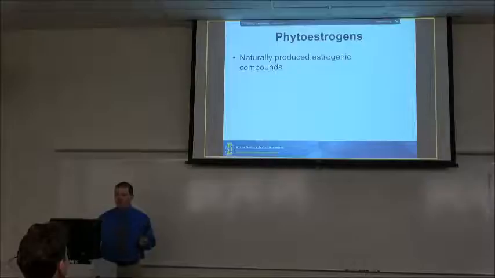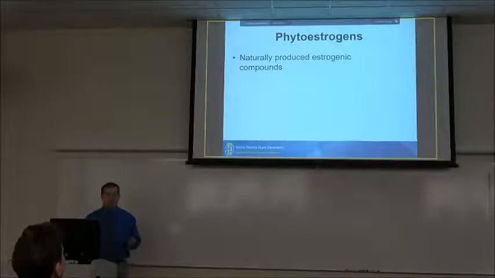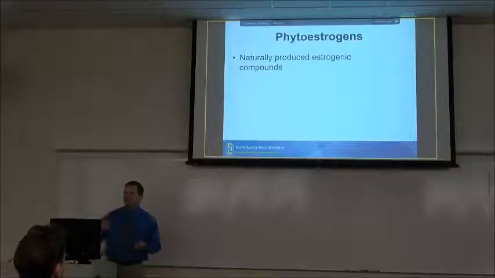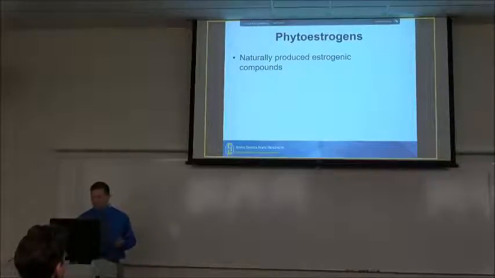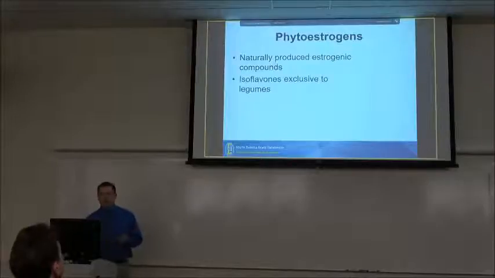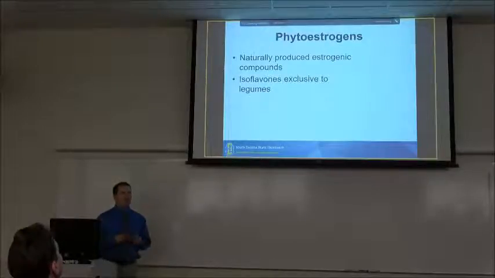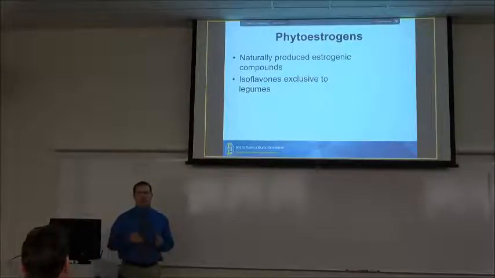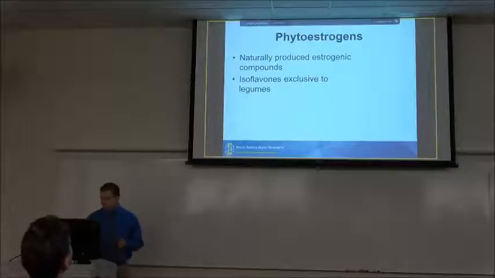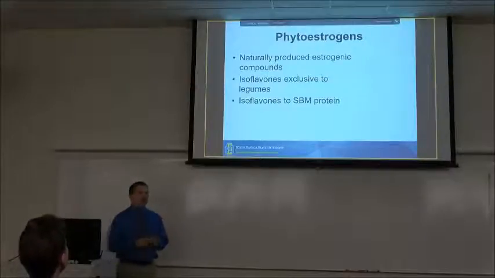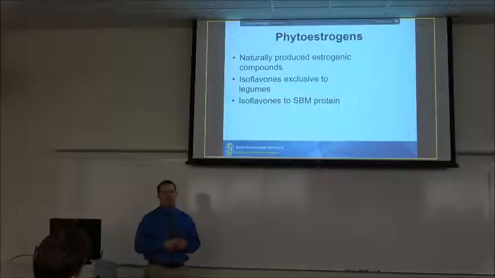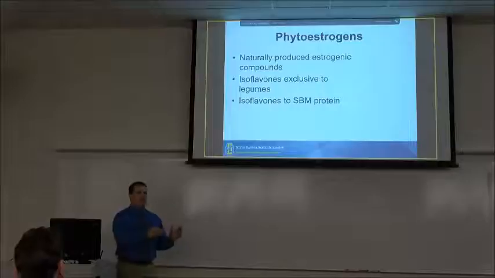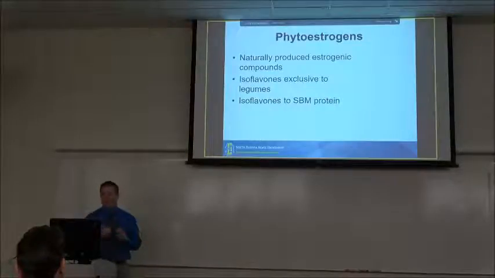A little background on phytoestrogens. These are naturally produced estrogenic compounds found in plants that can induce various types of estrogenic responses in different vertebrates. There are currently over 100 molecules, and they can be classified based on their chemical structure. The main class we want to look at is isoflavones, because these are found primarily in legumes. During the processing of raw soybean into soybean meal, most of those isoflavones are transferred into the protein fraction of the soybean meal.